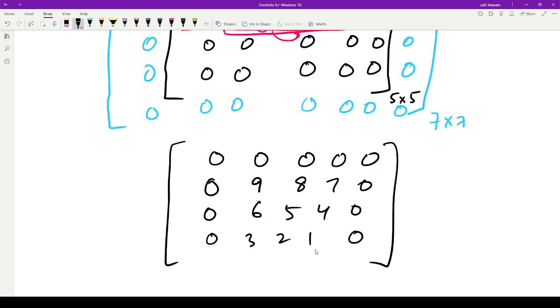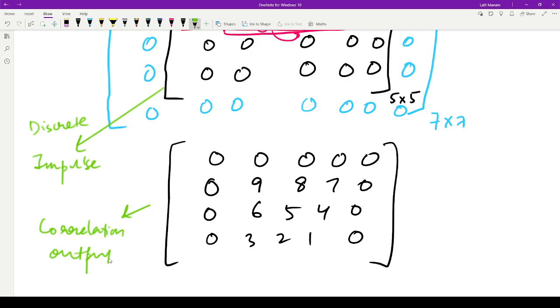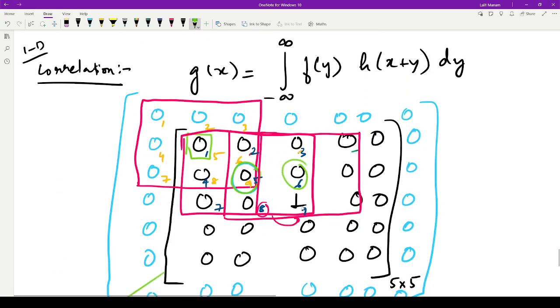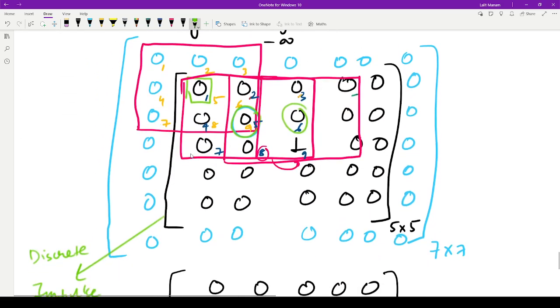Flipped in the sense 9 was here, it got flipped here. 8 was here, it got flipped here. 7 was here, it got flipped here. 6 was here, it got flipped here. You got the idea? So with correlation, things get flipped even when you use impulse as the function. This is the impulse function, discrete impulse. This is the correlation output. Do you see, things got flipped with correlation. There is no input, it's just impulse, but if you see the filter values, it got flipped.